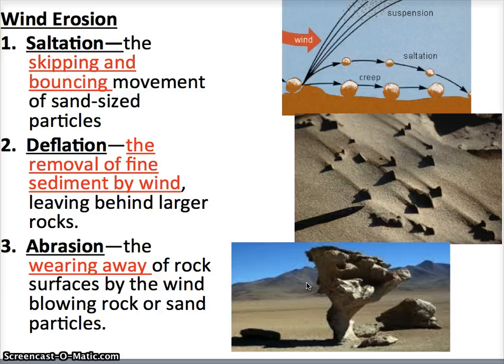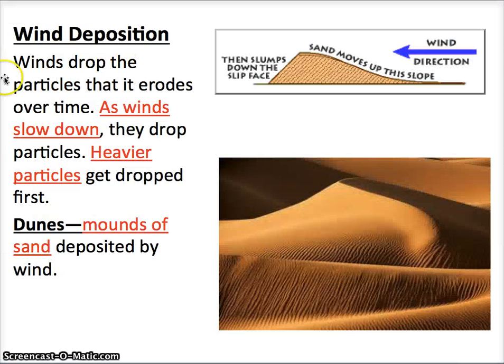So let's talk about deposition for wind. In wind deposition, the winds will drop off the sand that they were eroding in another location. Of course, winds will eventually slow down, and when they slow down, they'll just drop off the sand wherever they slow down. And it forms these formations called sand dunes.